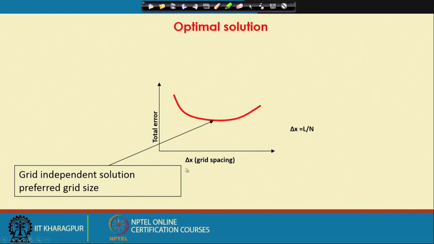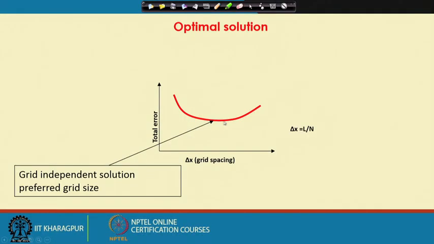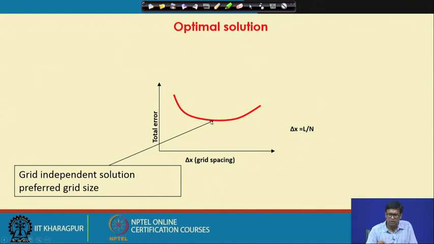If I write total error as a function of grid spacing, or total error as a function of the number of grid points, as grid points increase, grid spacing will reduce, and vice versa. As grid spacing delta x increases, the discretization error should also increase. However, the roundoff error reduces. Therefore, we will see that up to a certain point with grid spacing, error is reducing and then it is increasing, or vice versa.